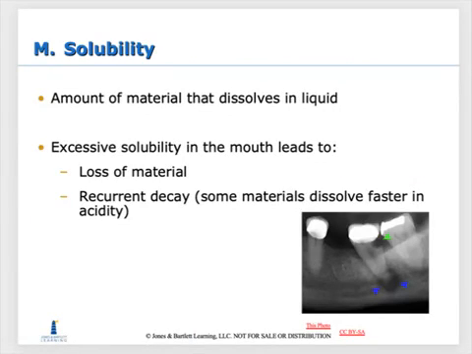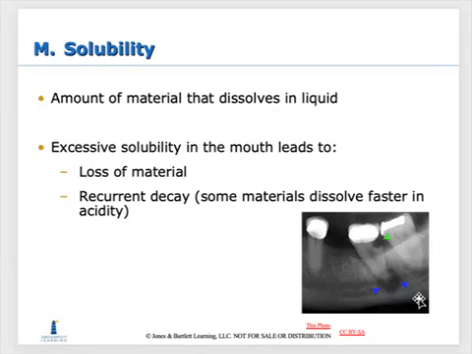And then we have solubility. This is the amount of material that will dissolve in liquid. Excessive solubility leads to loss of material and recurrent decay. For instance, sugar dissolves really well in water, right? But oil does not. It separates. Enamel does not dissolve in saliva, thankfully. Solubility is tested by immersing the material in water, and the weight of the material dissolved is its solubility.